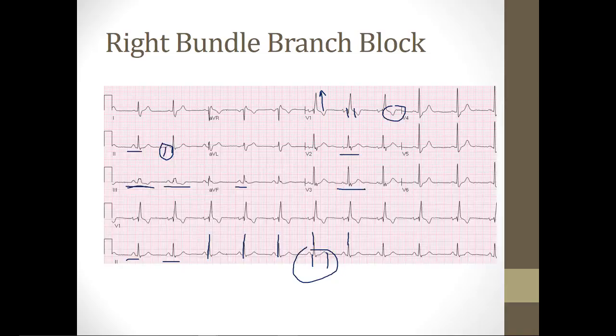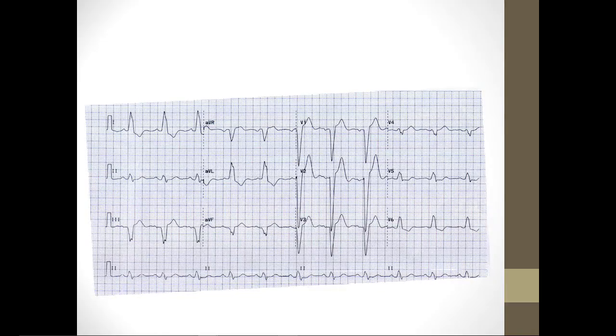Now let's take a look at this tracing, and we'll start with step 1 and look for P waves. And it's easy to find P waves here in lead 2 down along the bottom of the ECG. You can also see them up here in lead V1. I can also find them here in lead V3. They're all over the place, so we have P waves present.